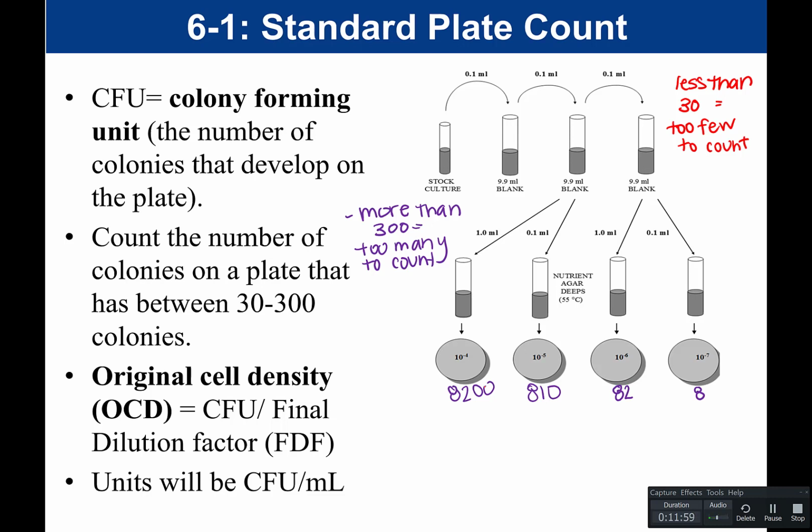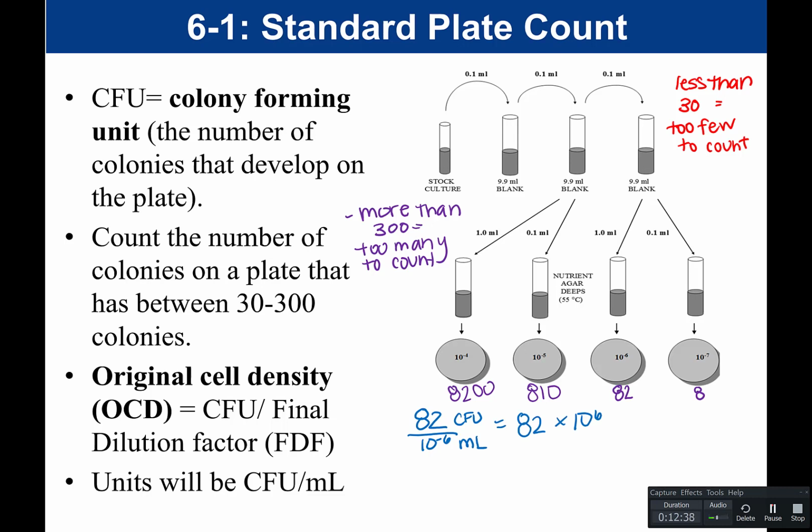So let's do an example. My calculation would be 82 CFU, colony forming units, divided by 10 to the negative 6 milliliters. That's the dilution that's on that plate. So I have 82 colonies on my plate. That is 10 to the negative 6. So if I take 82 and I divide by 10 to the negative 6, it's the same thing as saying 82 times 10 to the positive 6.